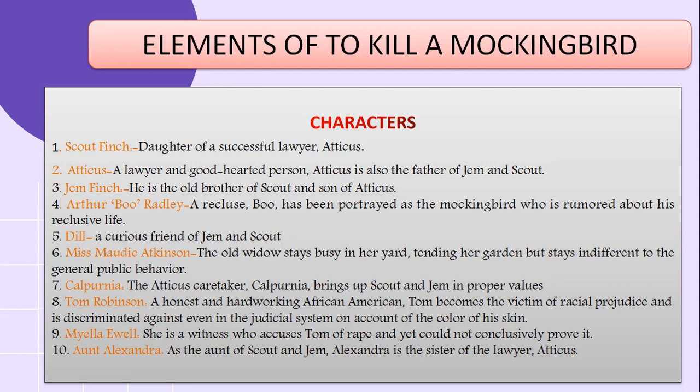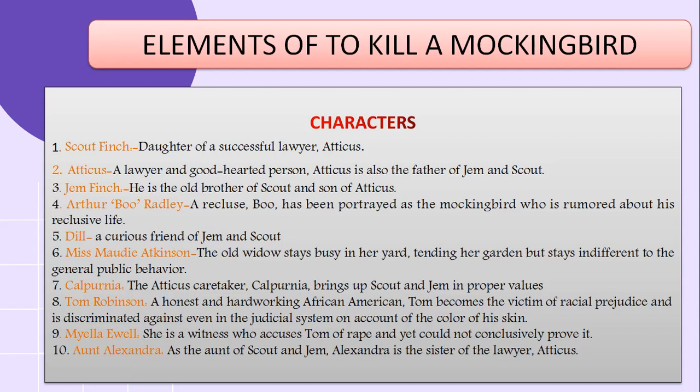The fourth one is Arthur Boo Radley, a recluse. Boo has been portrayed as the mockingbird who is rumored about his reclusive life. He seems quite mysterious, and he doesn't stay in public, and yet he has the gift to change the public thinking. Number five, Dill, a curious friend of Jem and Scout. Dill is a very sensitive child. He lies about his father and tries to get Boo out of his house to somehow enjoy the public.